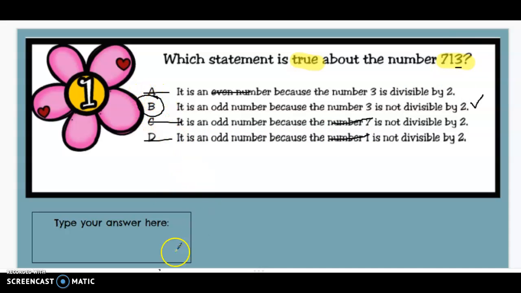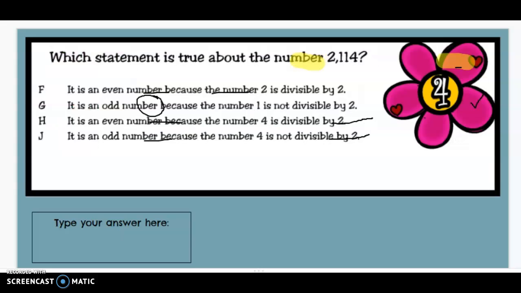That means our correct answer is B, and you can just type your answer right there, okay? You're going to work one very similar out on the next slide.